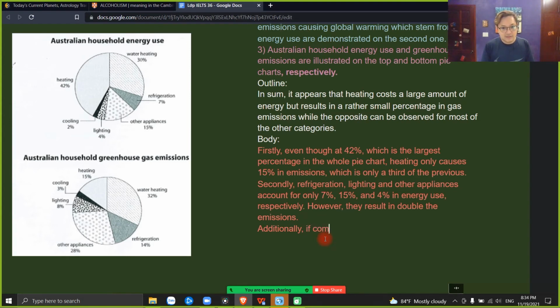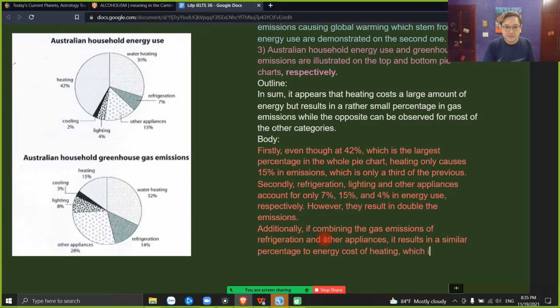if combining, because we are the one who actively combine these numbers, it has to be in the combining form, like active form. If combining the gas emission of refrigeration and other appliances, it results in a similar percentage to the energy cost of heating, which is 42%.